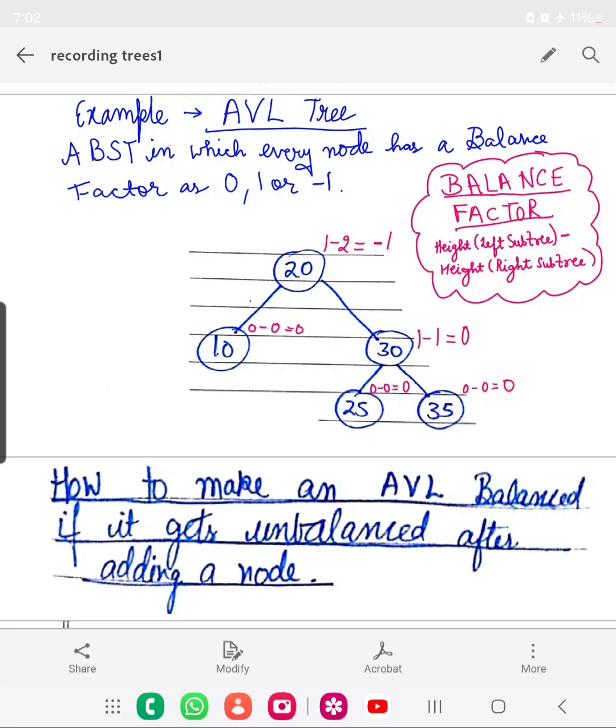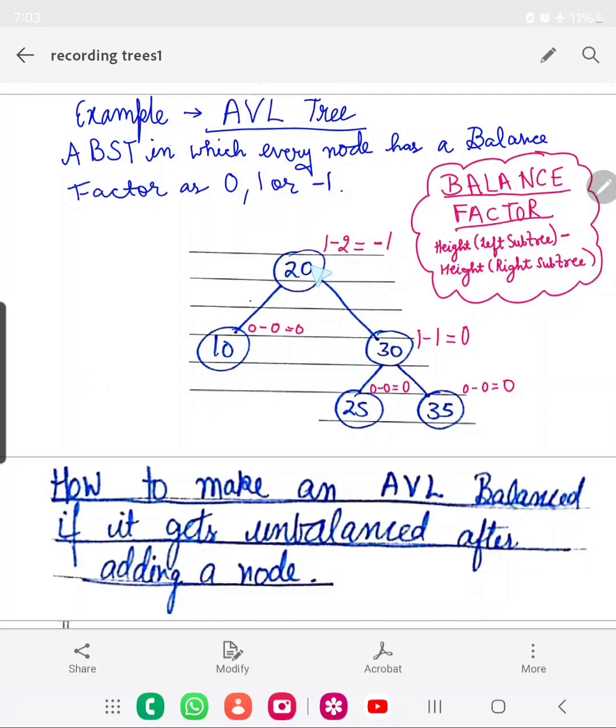So AVL tree is also a binary search tree where every node has a balance factor of either 0, 1 or -1. Now what is a balance factor? The balance factor is the height of the left subtree minus the height of the right subtree.